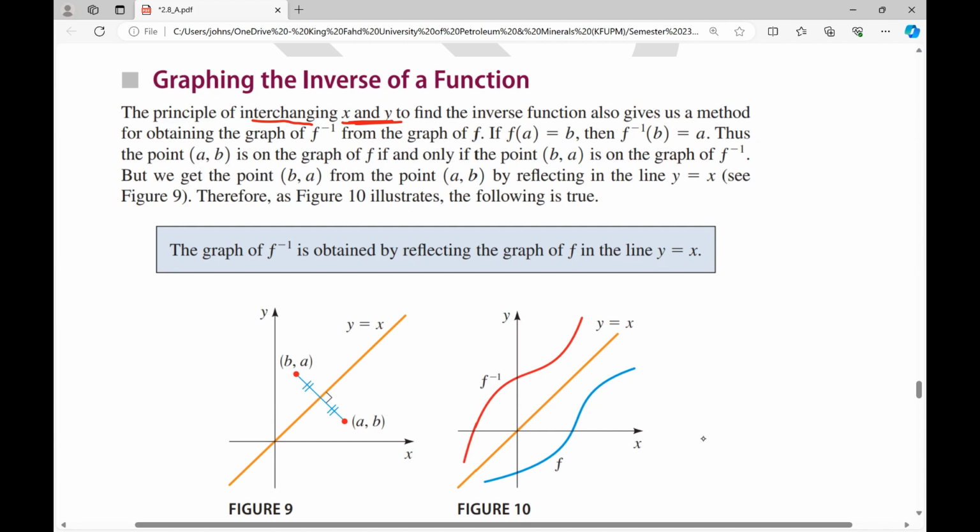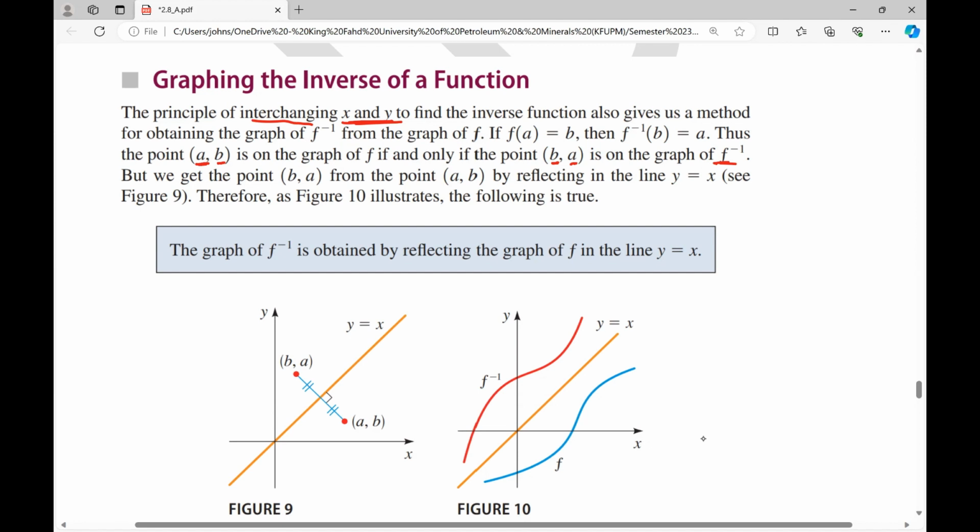Since we are interchanging, if you have a point (a, b) on the graph of f, then this simply means that the point (b, a) will be on the graph of what? Of f inverse, right? So this is how to interchange the points. If you have (b, a) on the graph of f, you interchange it to (a, b) on the graph of f inverse.